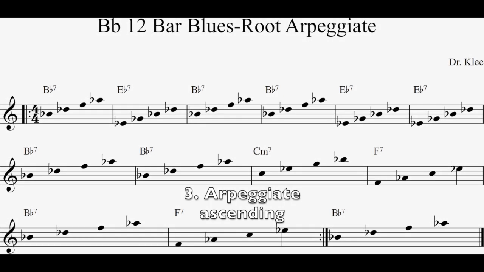Okay, now let's look at step 3. Step 3 is when you look at the scale and find the first, third, fifth, and seventh scale degree. And what you do next is to practice vertical movement.